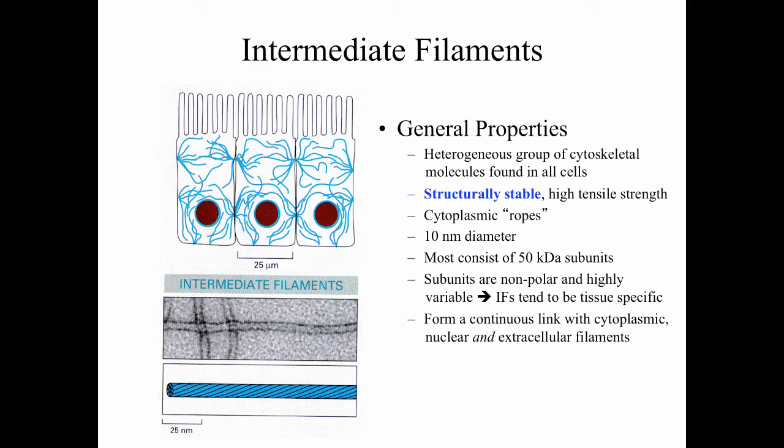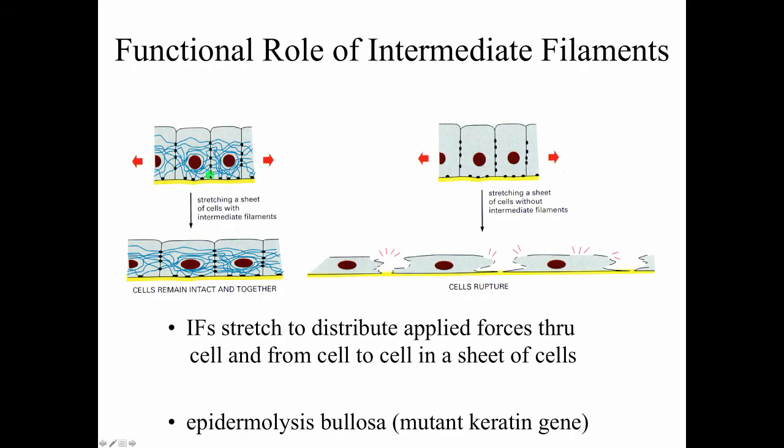Microfilaments form a continuous link with the cytoplasmic, nuclear, and extracellular matrix filaments. And the cartoon here would just show these intermediate filaments that are running throughout the cytoplasm of cells, and you might imagine these intermediate filaments give sheets of cells tremendous rigidity against lateral shear forces. And that's meant to be highlighted here. The intermediate filaments are going to stretch and distribute applied forces throughout the cell, and they're going to make these cells be held together very rigidly in sheets of cells.